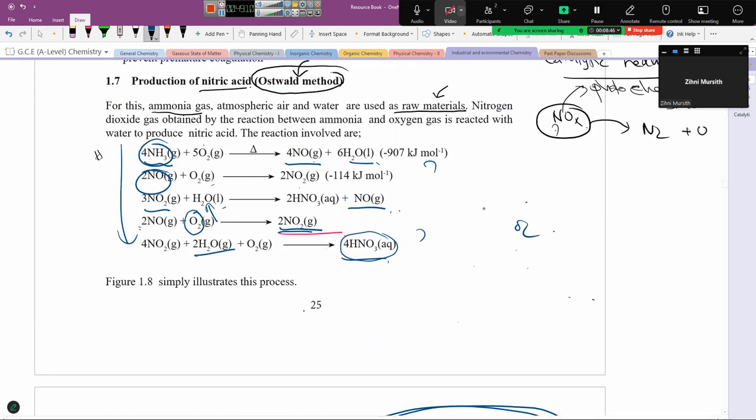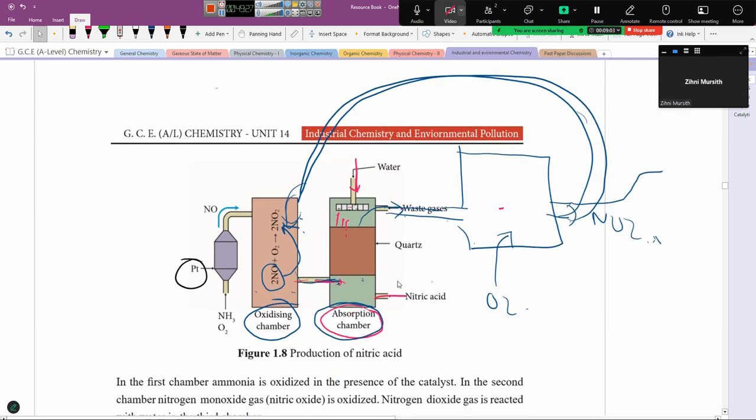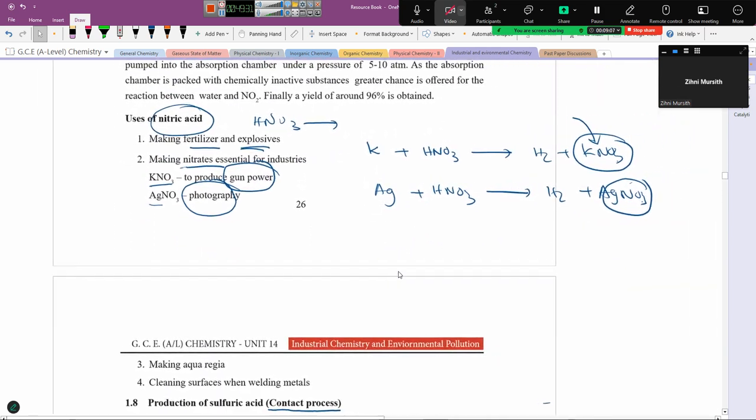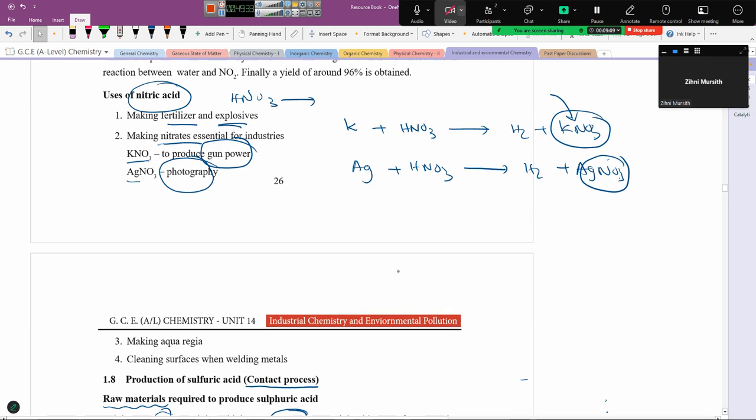If they give this as an equilibrium reaction, they will ask how it relates to Le Chatelier's principle. They will ask what will happen if you increase the pressure, what will happen if you increase the temperature, and so on. After that, they might ask a question to write down the usage of this nitric acid. So you should write down all these things, right? So you should remember.